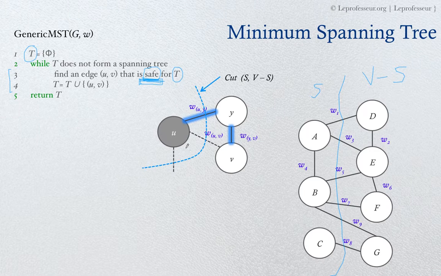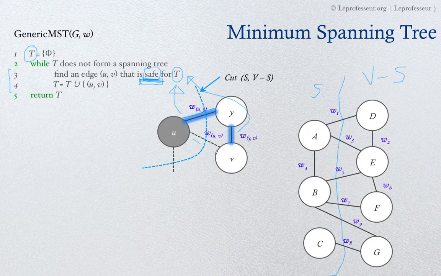So what is a cut? At a certain point in time, as we already said, we divide the vertices into two parts. In one part, we color the vertices black or gray, and in the other part we don't color them, leaving them white. At a certain point in time, your algorithm is executing and it finds that the edge between U and Y is in T, so that edge belongs to T. And also the edge between Y and V belongs to T.